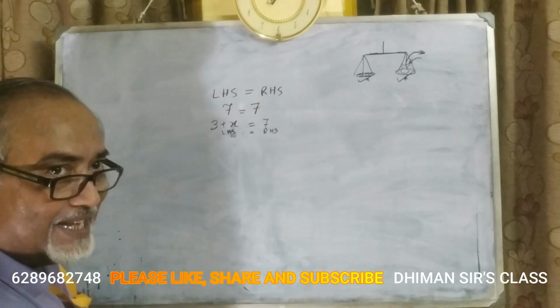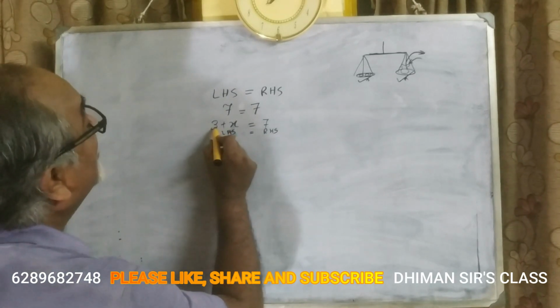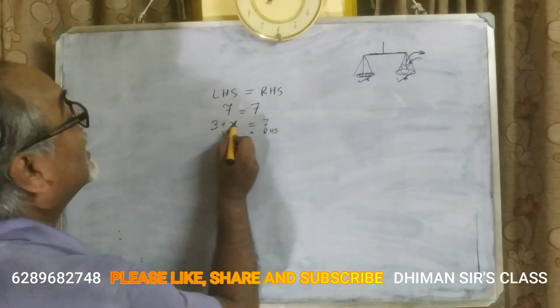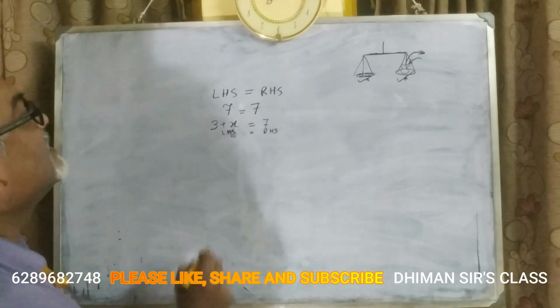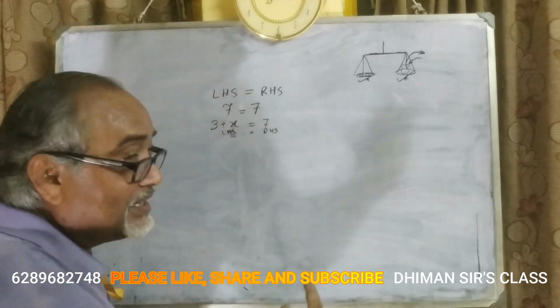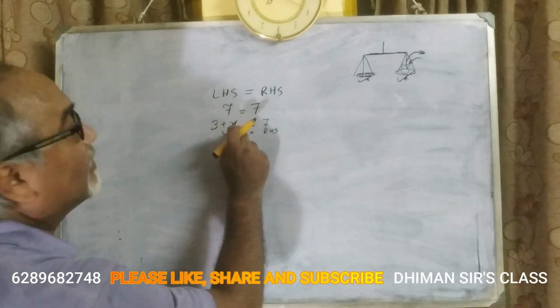Anyhow, we have to equalize this. So in equalizing, what will we do? 3 plus 4 is 7. Very simple. But as per the rules, what happens? Let x be the unknown. What is our target? Our target is to find out the value of x.